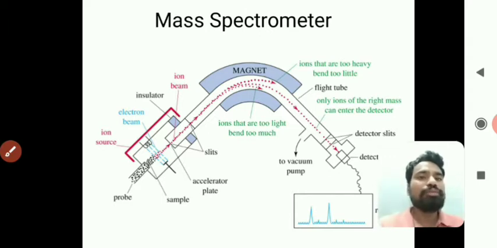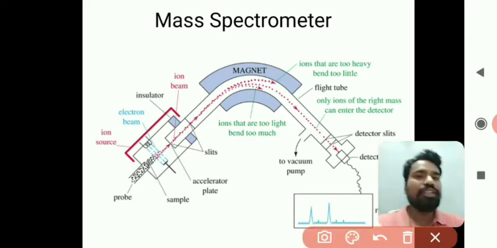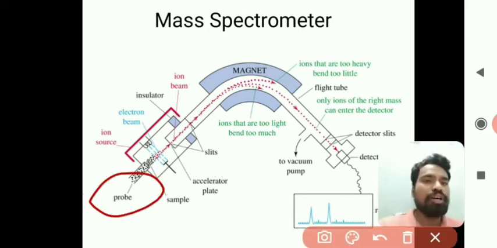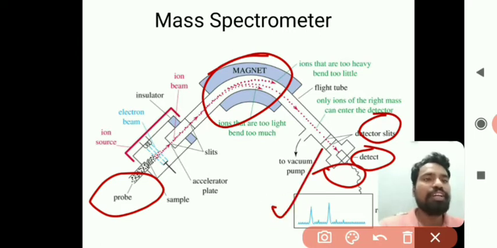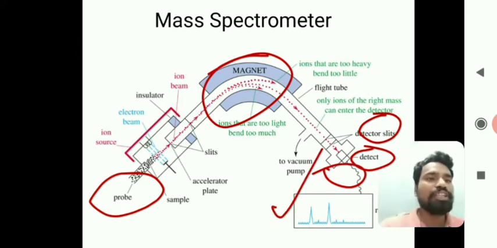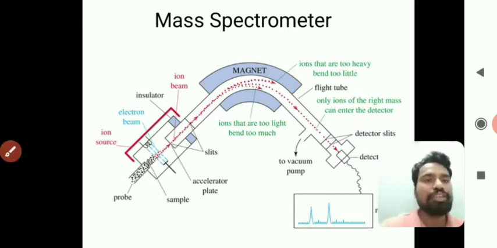Majorly, you will be using the sample probe or sample container and electron beam, then the ionization chamber, that is the ion beam, after that a magnetic field, and detector slits, amplification and recorder. These are the components involved in the process of analyzing organic molecules using a mass spectrometer.